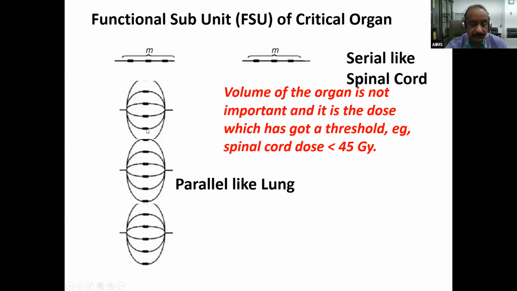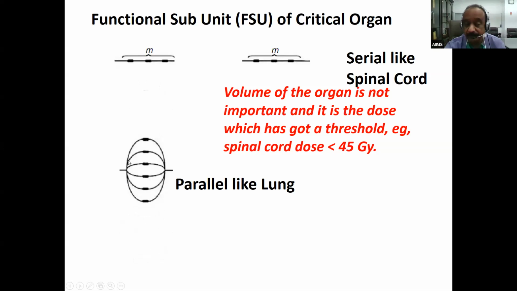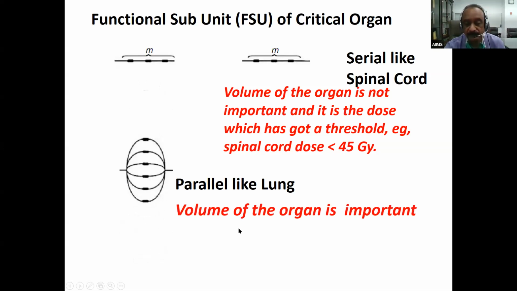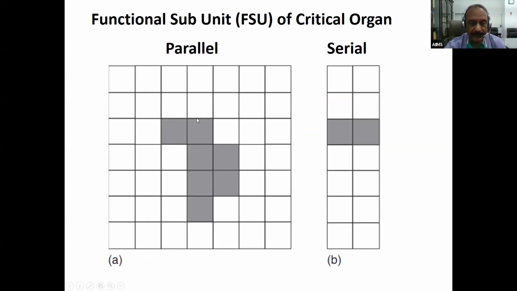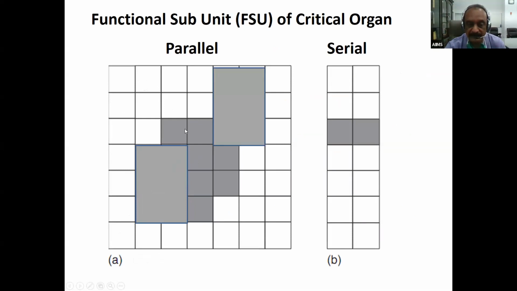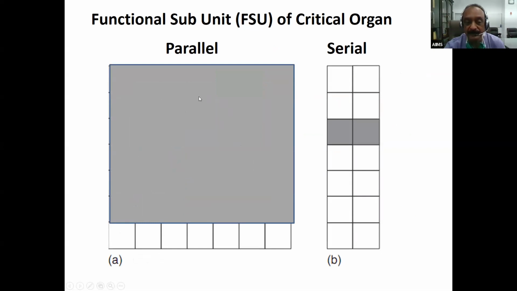In a parallel organ, even if some of the subunits are damaged, current can still flow through an alternative route, which means the organ will still be functional, unless a critical volume is damaged, and then the organ will not be functional. So we can say that the volume of the organ is important. Same thing again in this slide: in a parallel organ, if some subunits are damaged, the organ will be functional. Even if some more subunits are damaged, the organ will be functional, unless a critical volume is damaged, then the organ will not be functional.